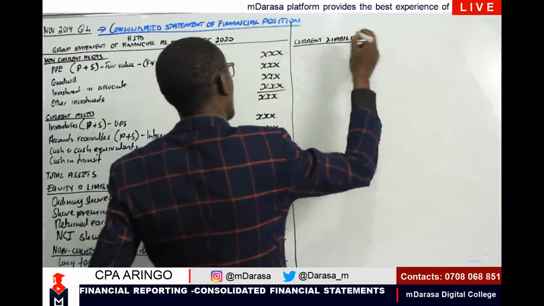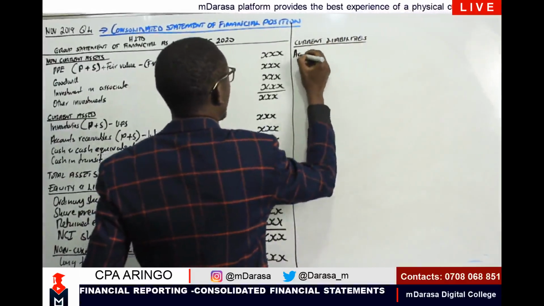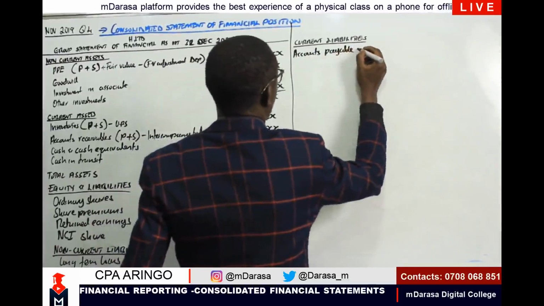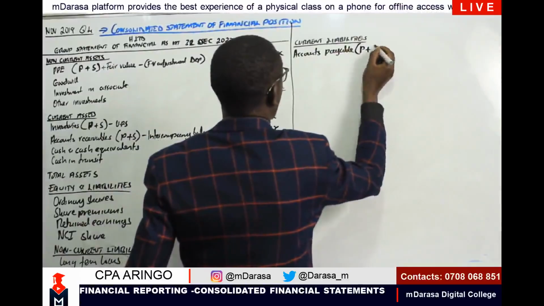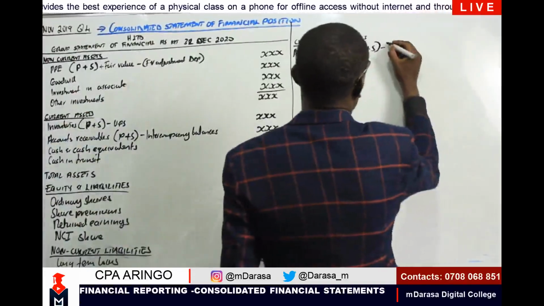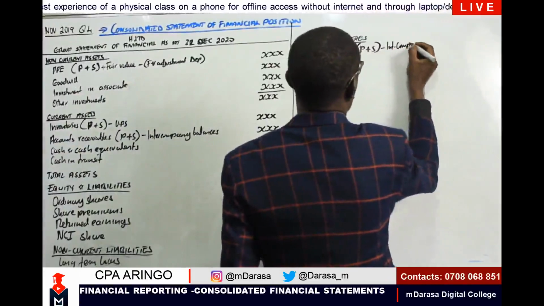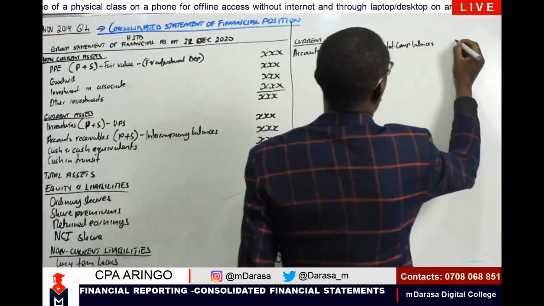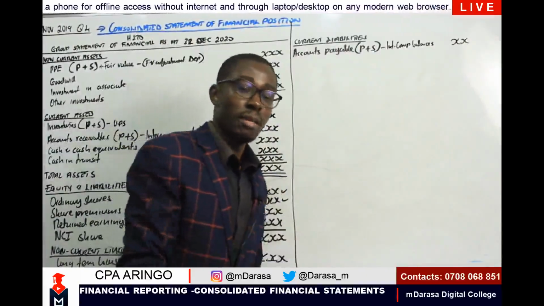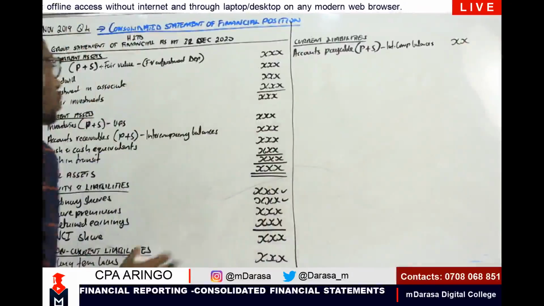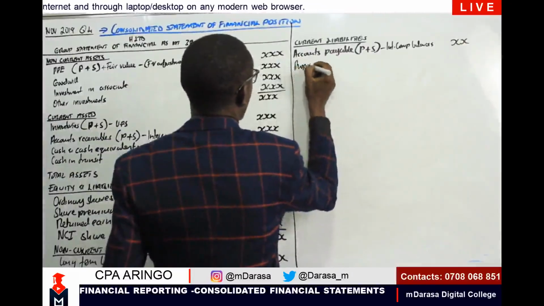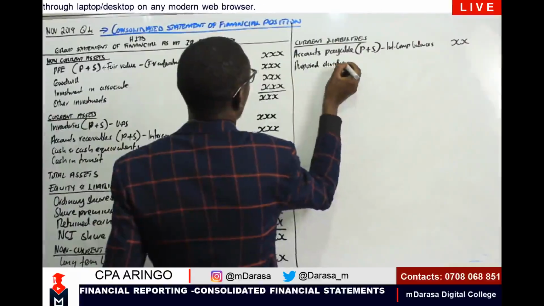For current liabilities, of course, we are going to consider our accounts payable. In this case, you are going to take the parent and subsidiary, then less any intercompany balances, whereby you're told that maybe the subsidiary was owing the parent, or the parent was owing the subsidiary. We'll have to take that amount there. Then talk about maybe proposed dividends, if we didn't pay that.